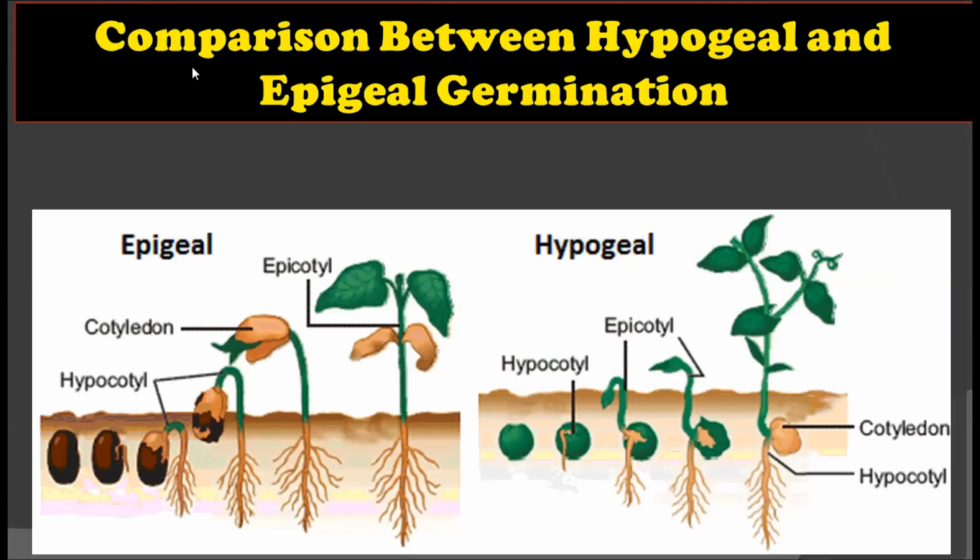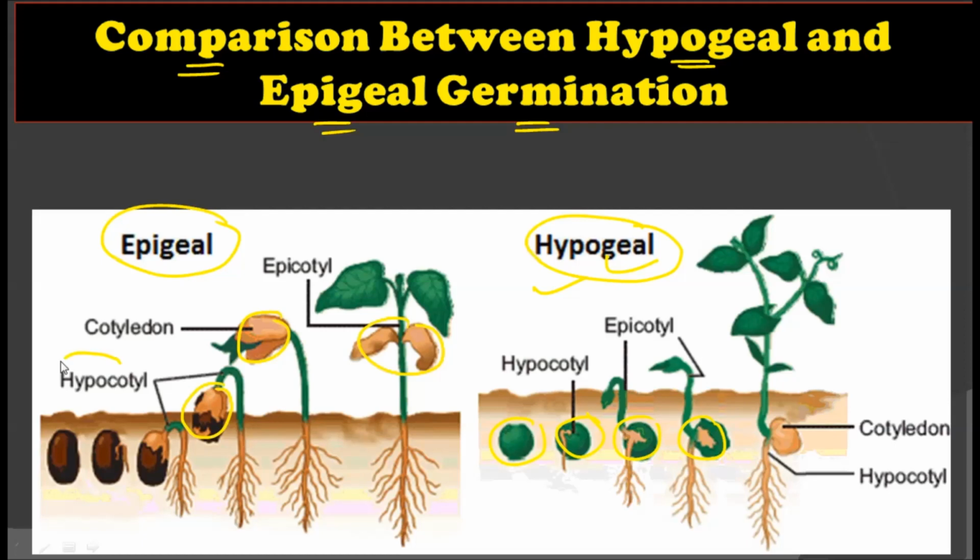All right. Now let's compare the hypogeal and the epigeal germination for a better understanding of these two types of germination. This picture is showing the epigeal germination, while this picture is showing the hypogeal germination. As you can observe, in the epigeal germination, the cotyledons come out of the soil, while in the hypogeal, the cotyledons always remain below the ground. This is the very first difference.